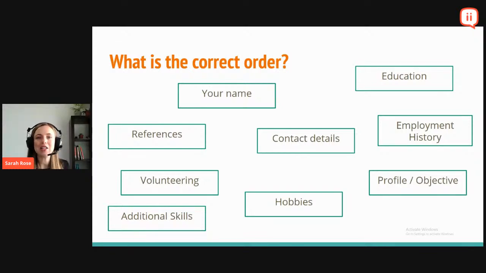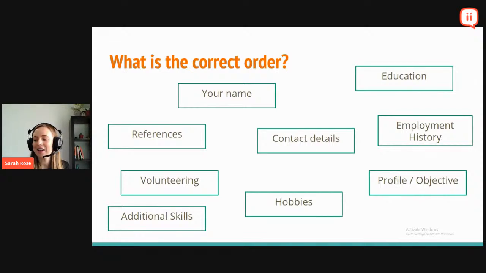What I want you to do is try to type in the comments if you can, or write down if you have a pen and paper, what order do you think these go in? Which one do you think comes first at the top of the page? So when we say order, we mean what comes first, second, third, fourth, fifth. It's el orden, the order of the content of the CV. What order does it go in?